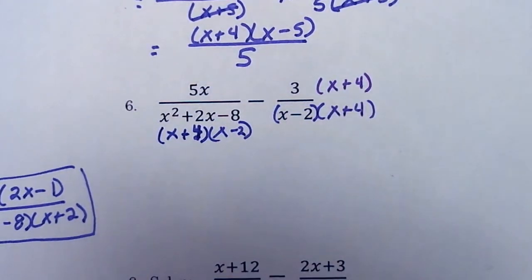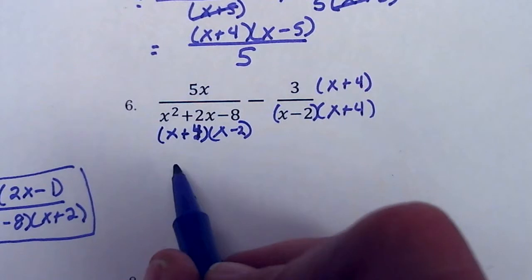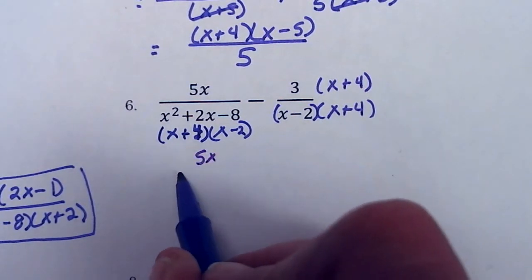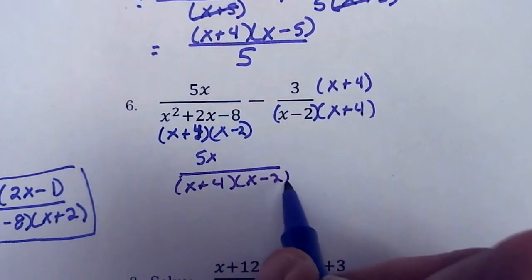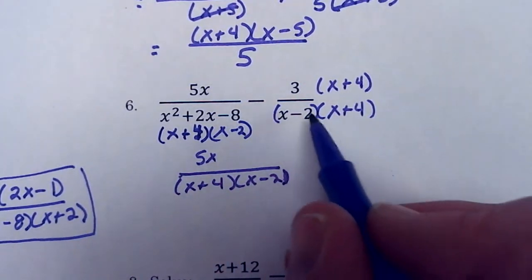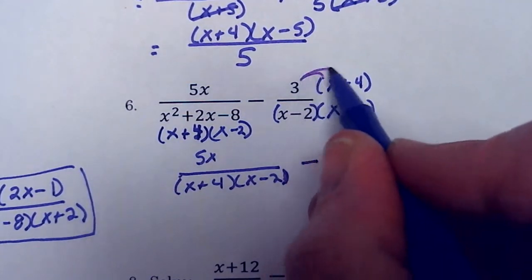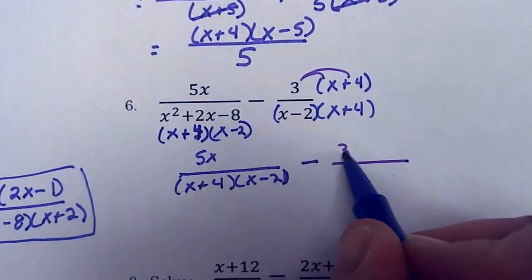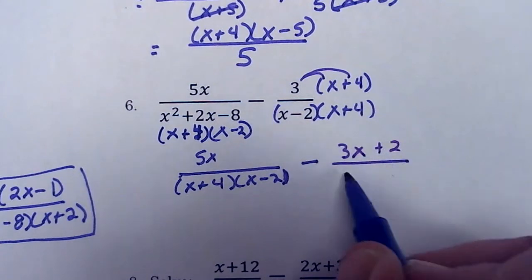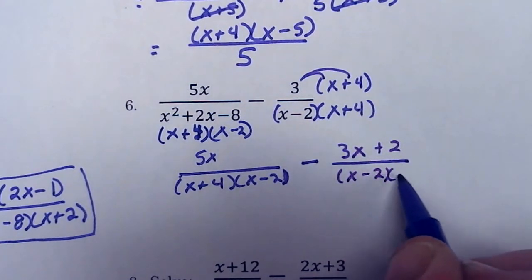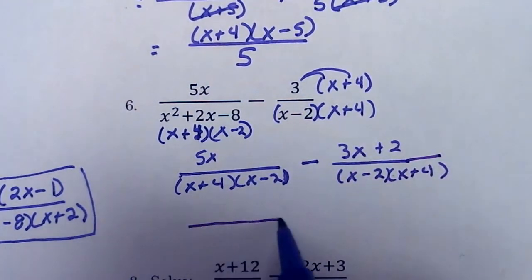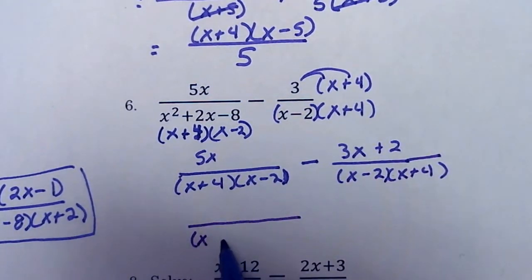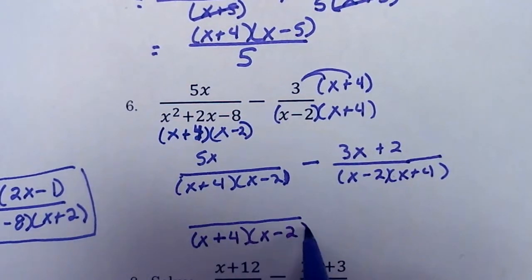So I'll multiply numerator and denominator both by x plus 4. The first fraction, 5x over x plus 4 times x minus 2, basically stays the same. Minus, I'm going to distribute the 3x plus 12 over x minus 2 times x plus 4. Put them all over one denominator when we actually subtract. So we have x plus 4 times x minus 2.